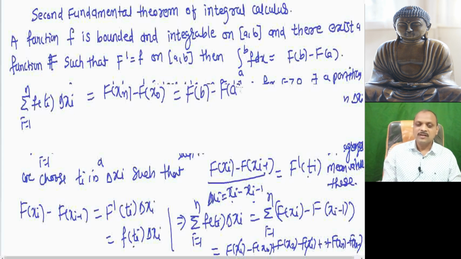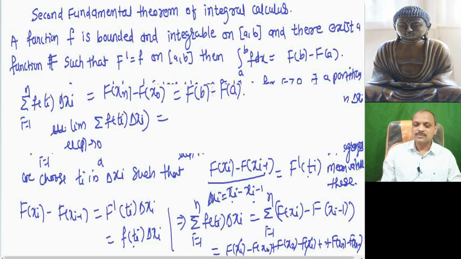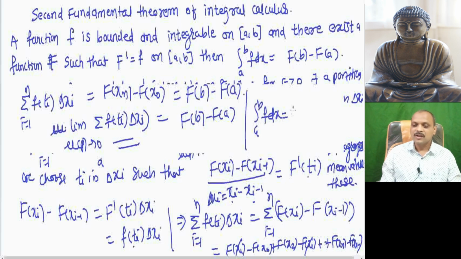Okay, now if we take the limit of this summation of f of ti into delta xi, where mu of P tends to 0, this is a constant value, so it remains unchanged, and we have F of b minus F of a. This is an integration, and hence the integration of f between the limits a to b equals F of b minus F of a. This proves the theorem.